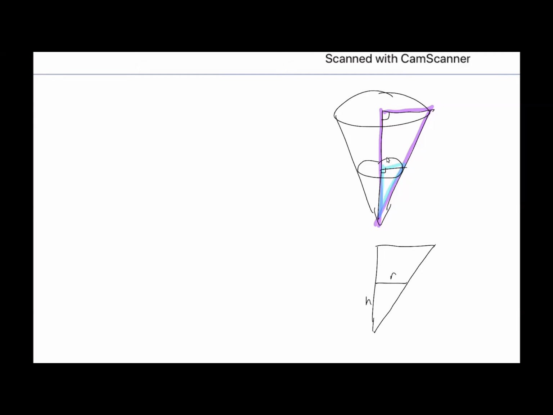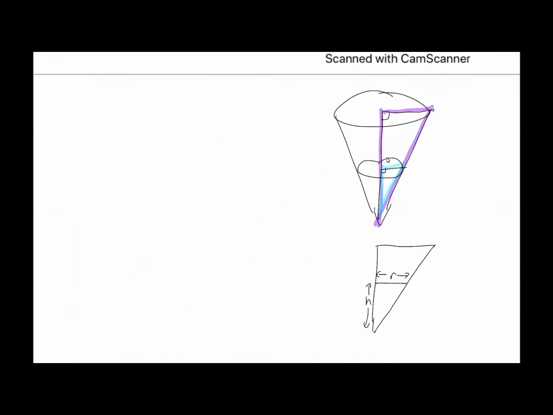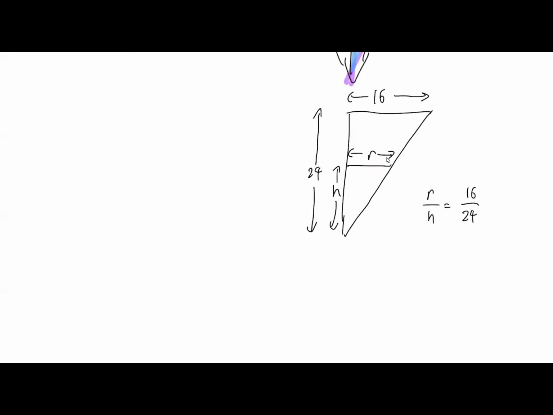It's easier if you just redraw it like this. R here, H here, label like this. And the lengths were 24 and 16. So 24 here, 16 there. What equation can you form straight away? R over H equals 16 over 24, correct? Okay, good.